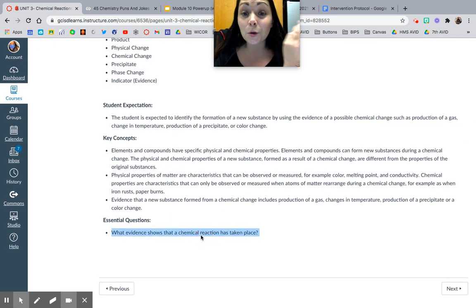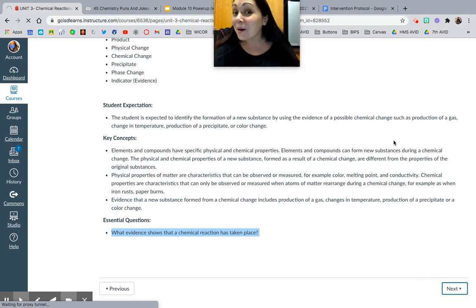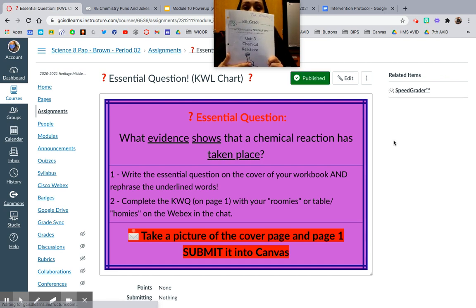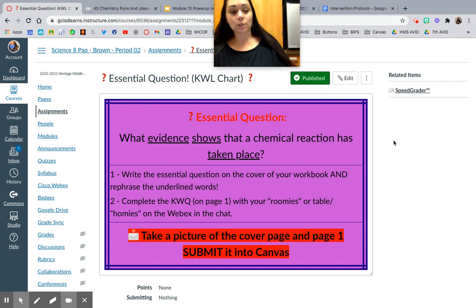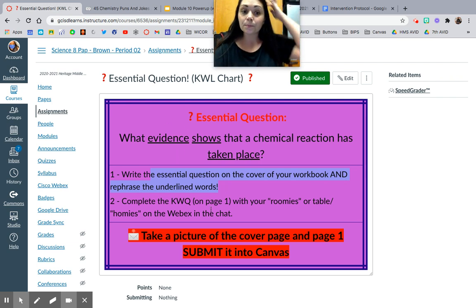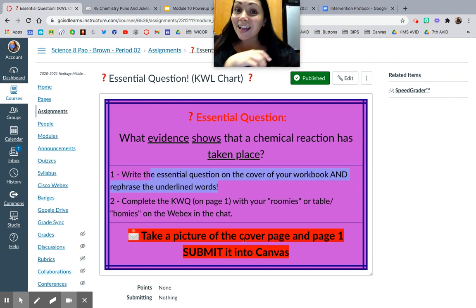And then this is our essential question for topic 1 of Unit 3. So as always, I want y'all to write the essential question across the top of your journal, and then you're going to rephrase the essential question at the bottom, and then you're going to focus your rephrase on the word evidence, shows, and the phrase taken place. So find a synonym for those words. So write the essential question on the cover, and then rephrase it also including those underlined words. Don't forget, take a picture, always, every page you do, and this is the cover page, should be taken a picture and added to your never-ending slideshow.